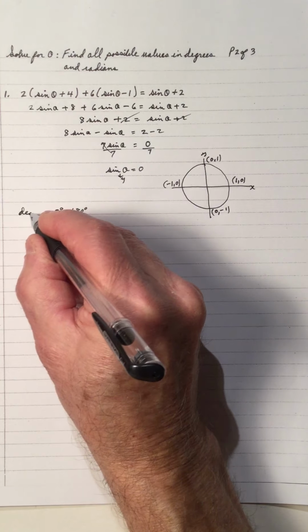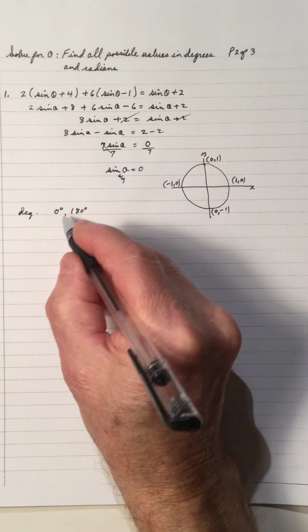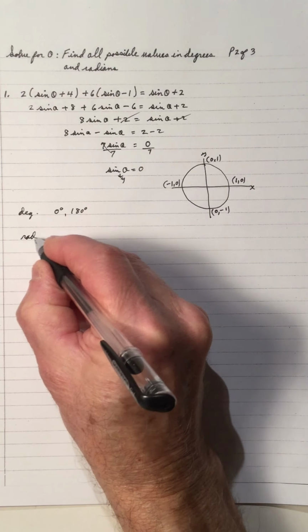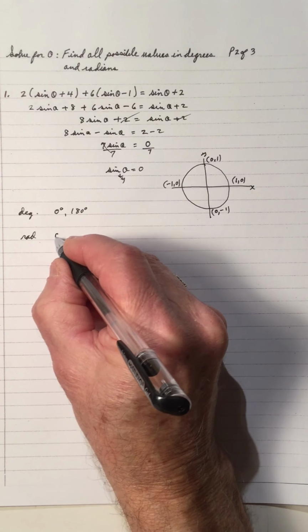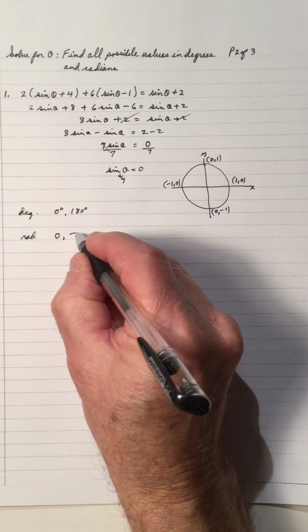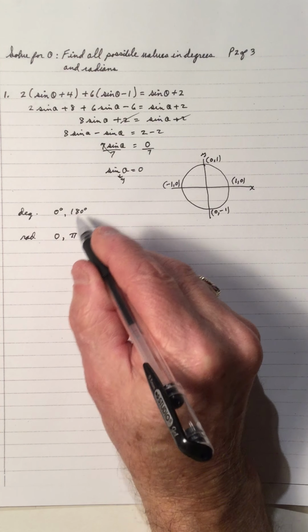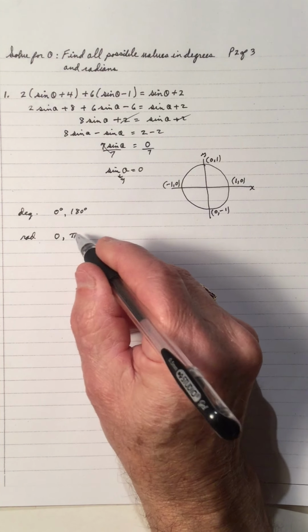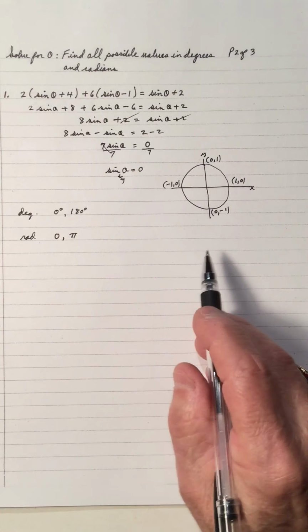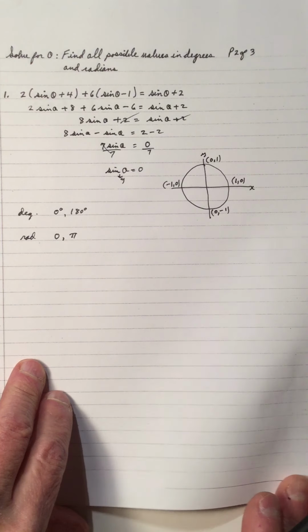So that's in terms of degrees. And we want to change it to radians. Well, 0 degrees is 0 radians, and 180 is pi. So in degrees it is 0 and 180. In terms of radians, you have 0 and pi. So that's the first one.